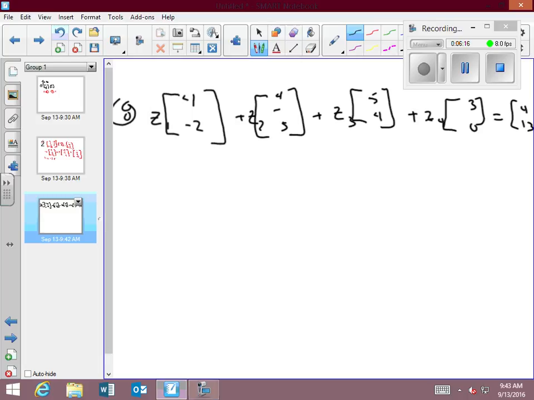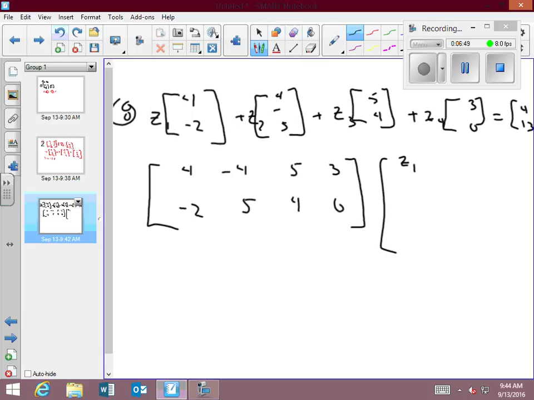So that one, you want to write in matrix form. So what you're going to do, 3, 4, -4 and 5, 5 and 4, and 3 and 4, and then the C1. And they'll be going from the vector form back to the matrix form.